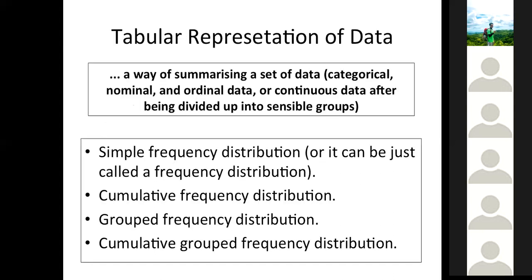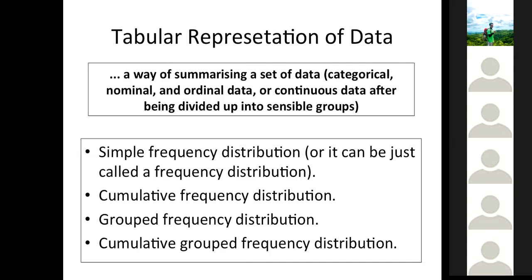So now we come to the first one, to tabulate the data, or usually we call it tabular representation of the data. That is a way of summarizing a set of data, either categorical, nominal or ordinal data, or continuous data, after being divided up into sensible groups. So when you are collecting data and the data is nominal, ordinal, interval, or ratio, then you can do tabulation.